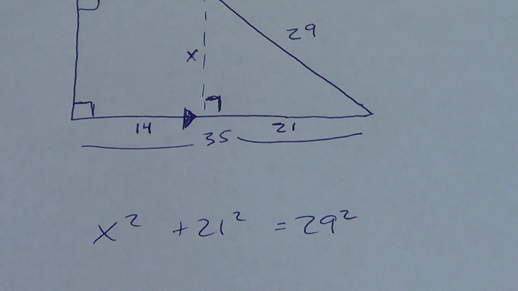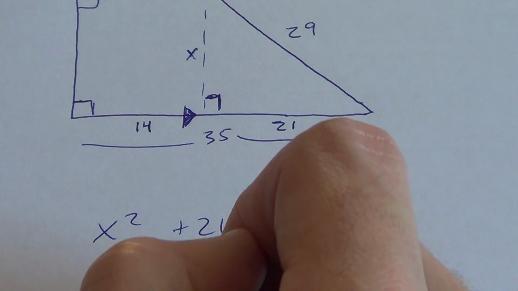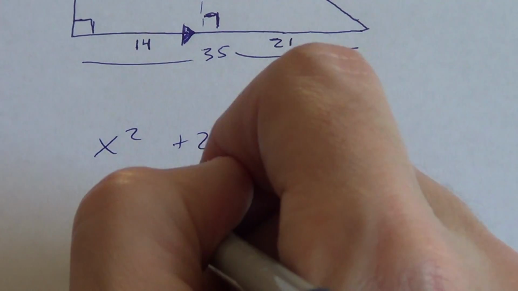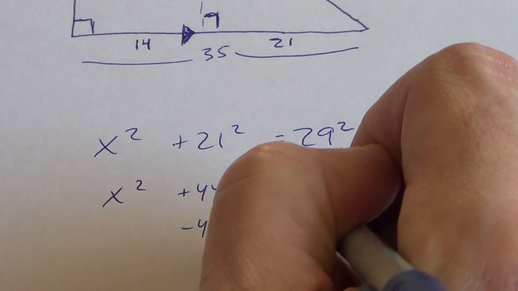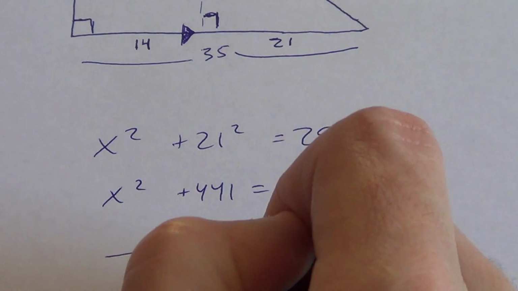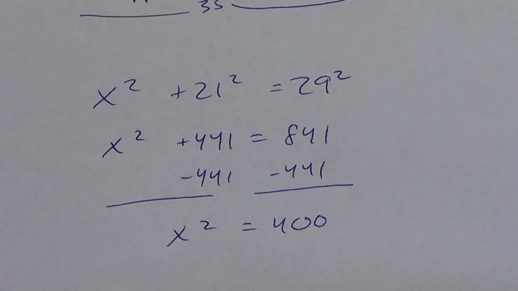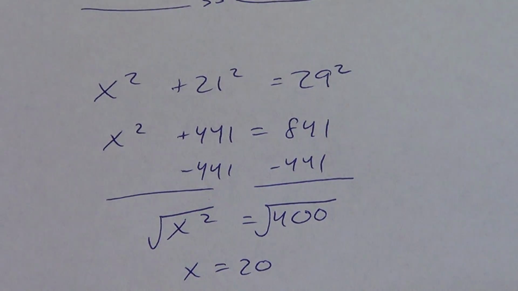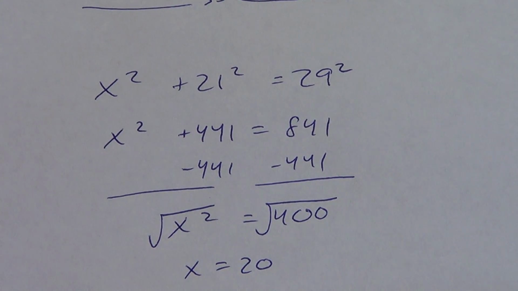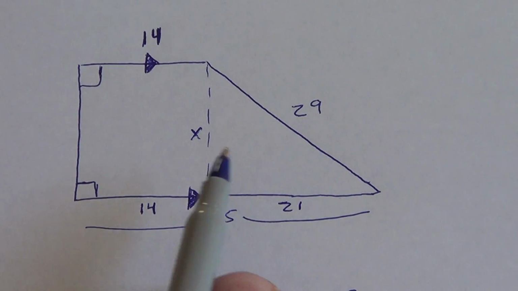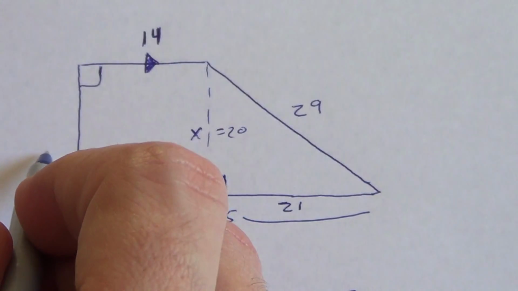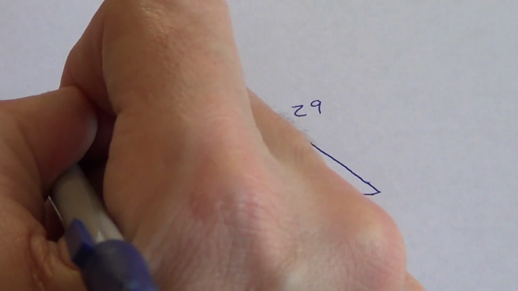Now we're going to do some math. x squared plus 441 equals 841. We subtract the 441: x squared equals 400. Take the square root of both sides, and x equals 20. Well, that's not the answer. Remember that I was just trying to figure out some stuff. So this is 20, which means this over here is also 20.